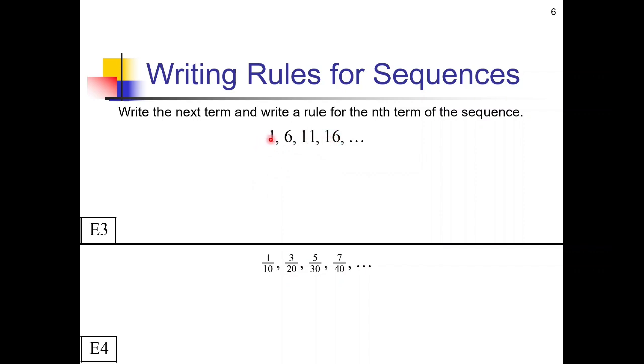1, for example, is 5 times 1 minus 4. 6 is 5 times 2, it's 10 minus 4. 11 is 15 minus 4, that's 5 times 3 minus 4. So it looks like this pattern is holding so far, and it still holds for this fourth term as well. So for our next term then, we would have 5 times 5 minus 4, 25 minus 4, which would give us 21. And then in general, we can write our rule as 5n minus 4.